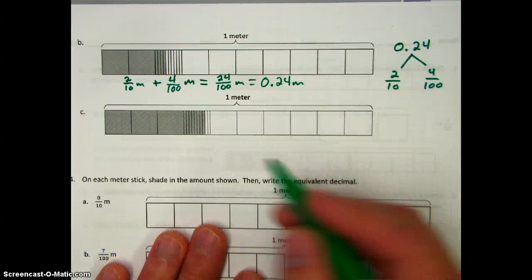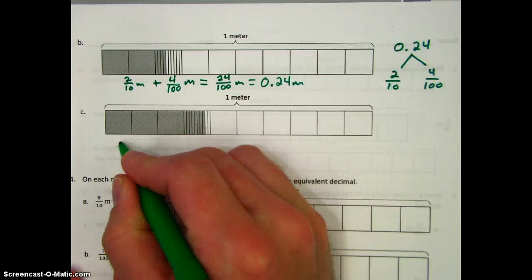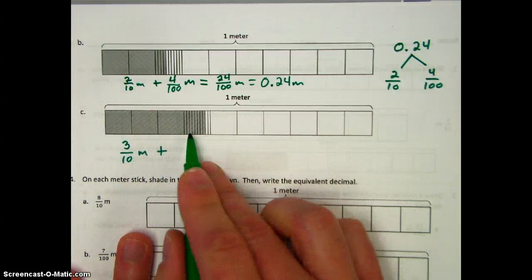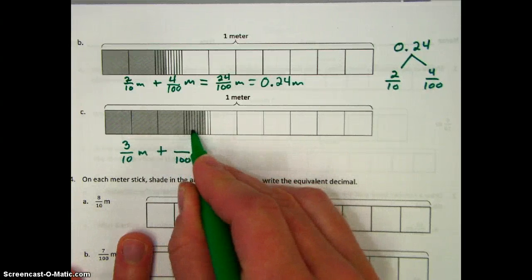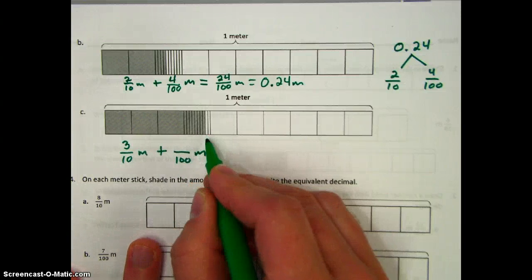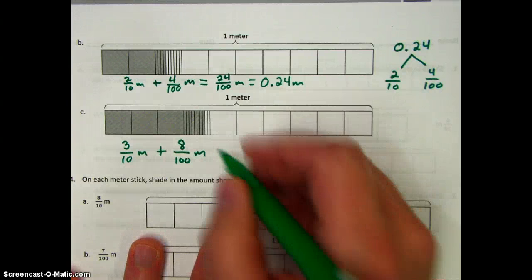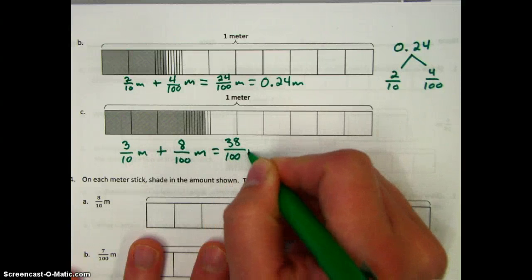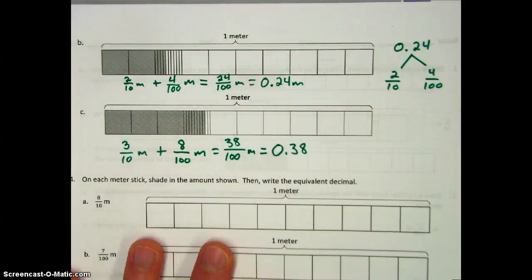Okay. Moving on to C, this time we have 3/10 shaded in. And then looking at our hundredths, if we count each of those hundredths, we can see that we have 8 shaded in. So this time we're adding 3/10 plus 8/100ths. We get 38/100ths of a meter. And then converting that into decimal form looks like that.